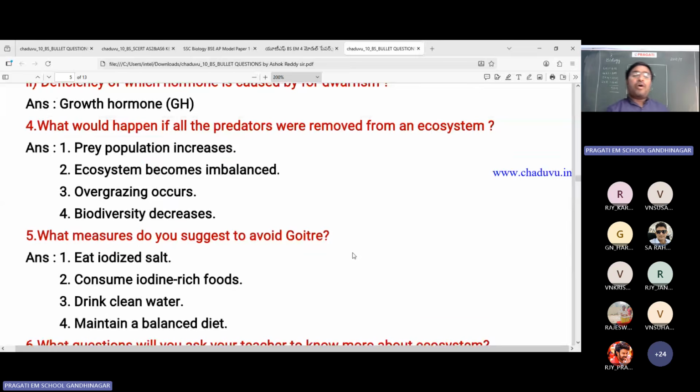Next, fourth question. What would happen if all the predators were removed from an ecosystem? Okay, children. Predator and prey relationship, we know. So if there is no predator, what will happen? The prey population will increase. If there is no predator, the prey population gradually increases. That means the ecosystem will become imbalanced, isn't it? So overgrazing occurs, and the entire biodiversity faces different types of problems. So the biodiversity will decrease. There is no biodiversity in that particular area.